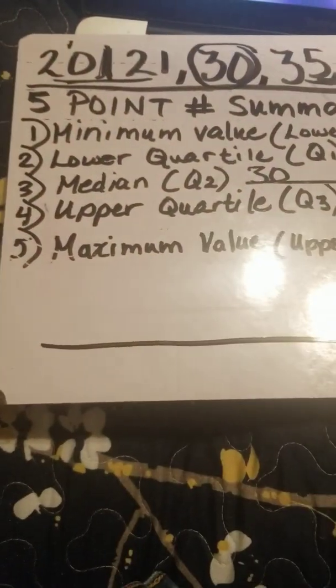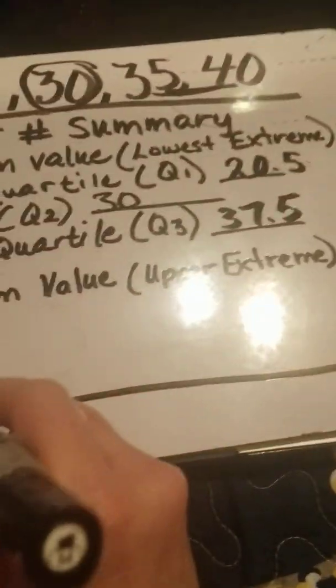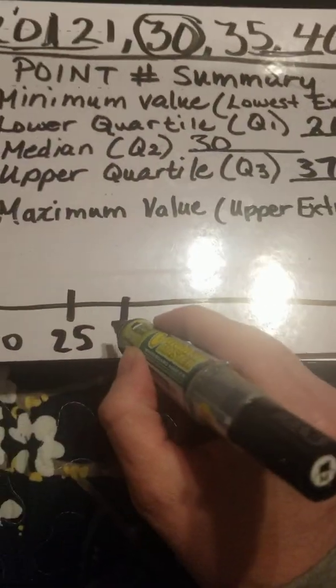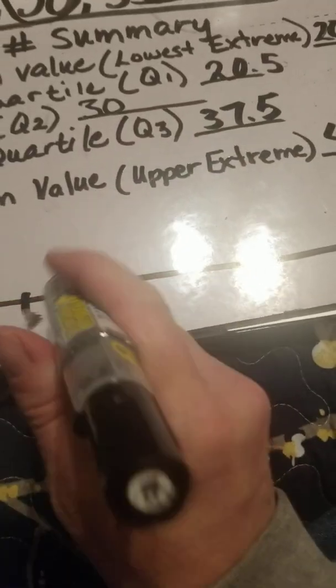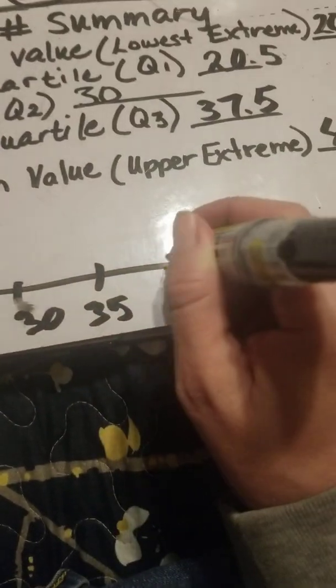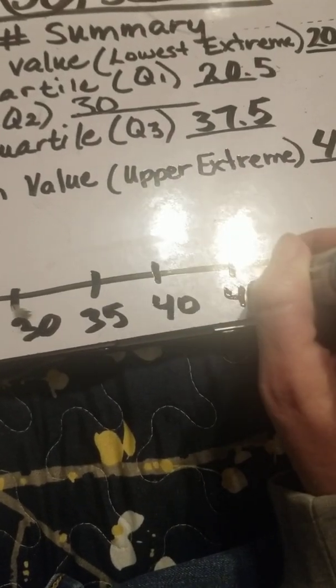And now we have to make our box plot from that. So you make a number line, and you have to have equal intervals. Let's start at 20 and go by 5s, because we have to go from 20 all the way up to 40. So 20, 25, 30, 35, 40, 45. Okay.